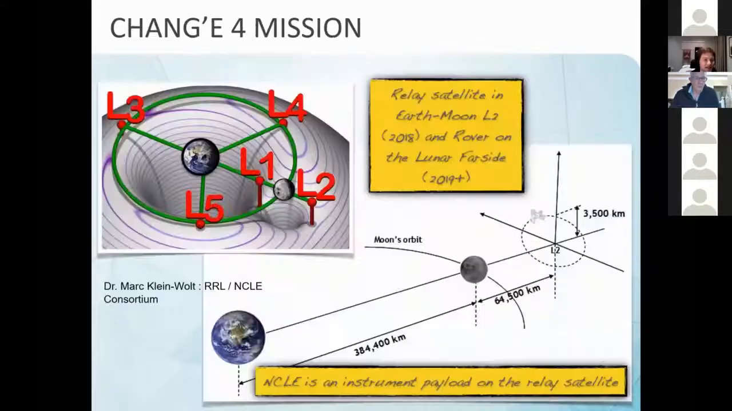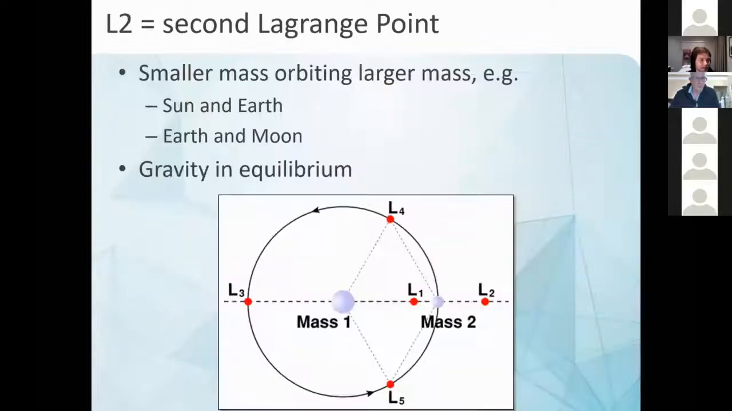And to make this work, they placed this relay satellite around a point called the second Lagrange point, the L2 point, which is a special point where the gravity of the Earth and the moon cancel out in such a way that if you place something at L2, it rotates around the Earth at the same rate as the moon does. So there you can see the concept.